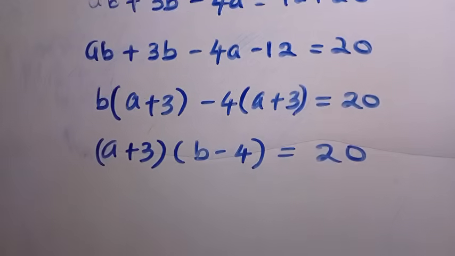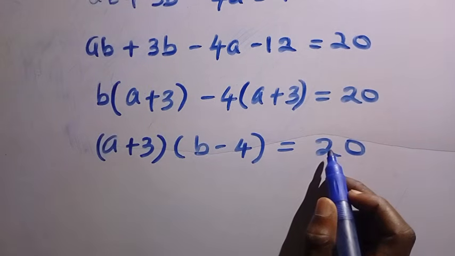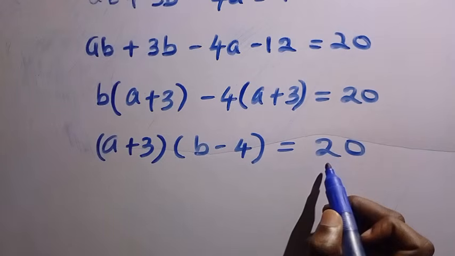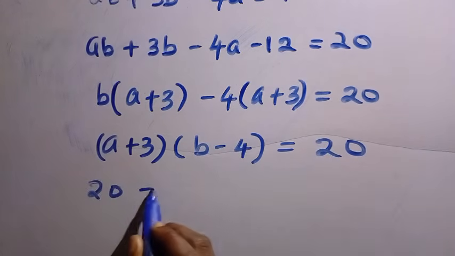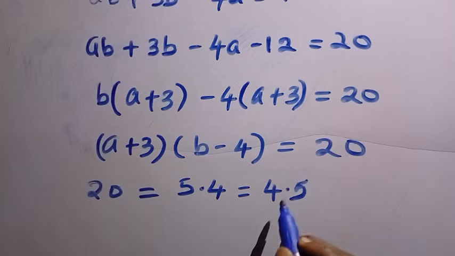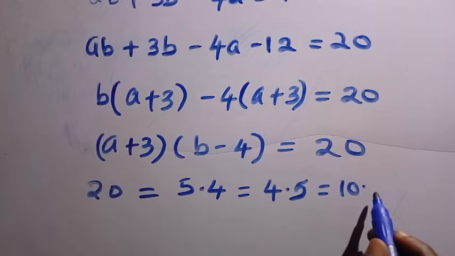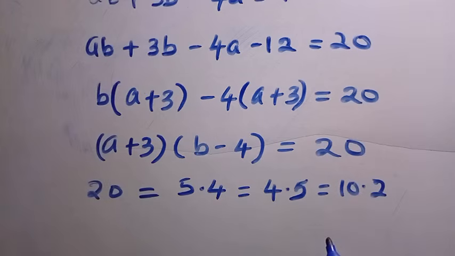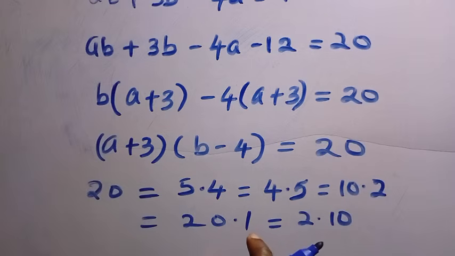Since they are natural numbers, let's come to 20 here. With this 20 alone, we know that 20 is the product of 5 multiplied by 4. We can also have it as 4 multiplied by 5, 10 multiplied by 2, 20 multiplied by 1, and 2 multiplied by 10 as well. These are the possible factors of 20 which we can pair together to get the value of A and the value of B.